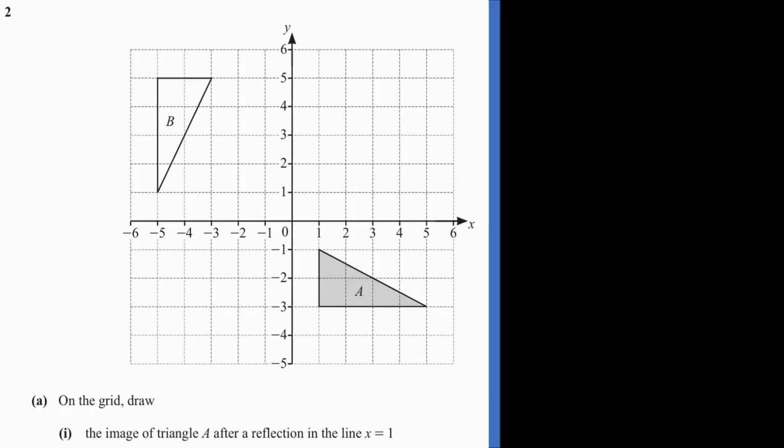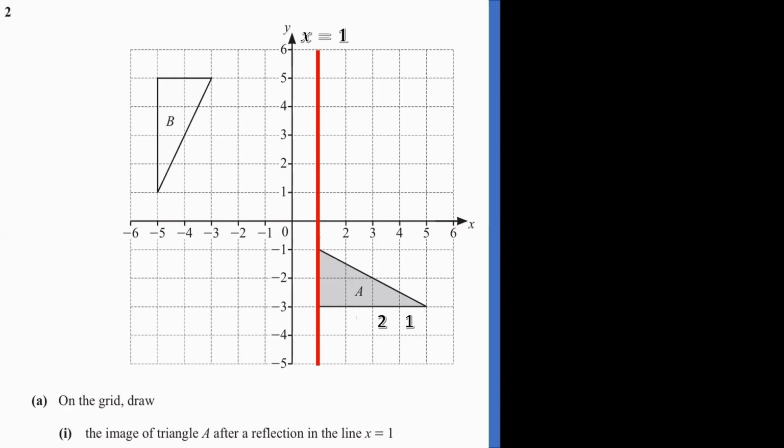And so question number 2, we are told that on the grid, draw the image of triangle A after a reflection in the line x equals 1. So what do we do first? We are going to draw the line x equals 1. Okay, that's that line, a vertical line passing through the point where x equals 1.